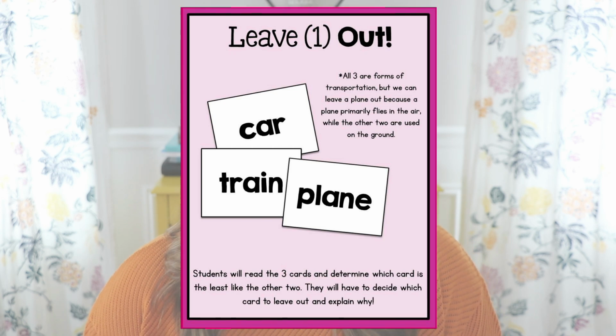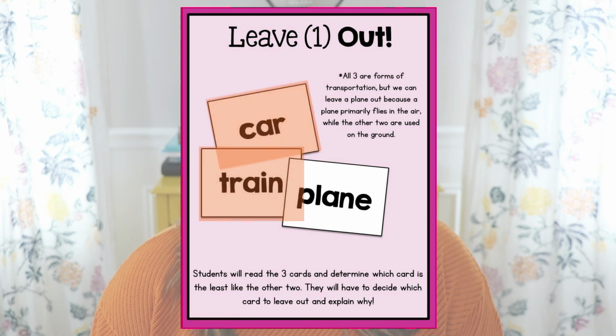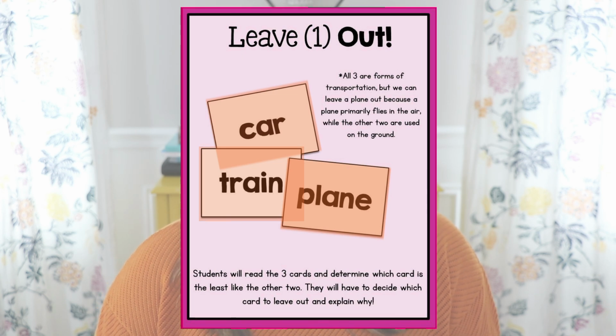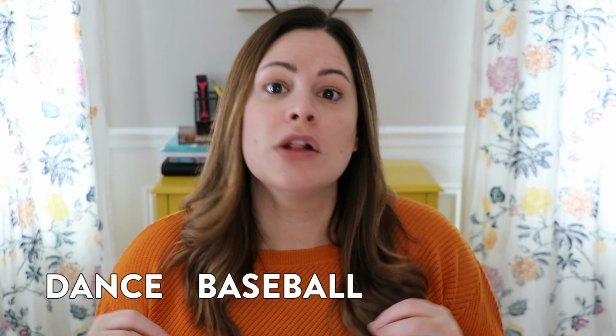So here you can see the 3 words are car, train, and plane. Students will read the 3 cards and they will have to go ahead and determine which card is least like the other 2 and explain why. For example, car, train, and plane, they're all modes of transportation, but a car and a train travel on the ground, and a plane flies in the sky. So that might be one example of a way that those 2 are more similar and the other one is least like the others. Some other examples might be dance, baseball, football.